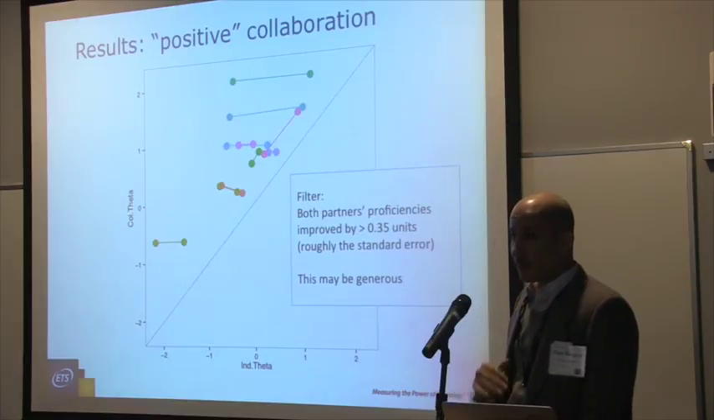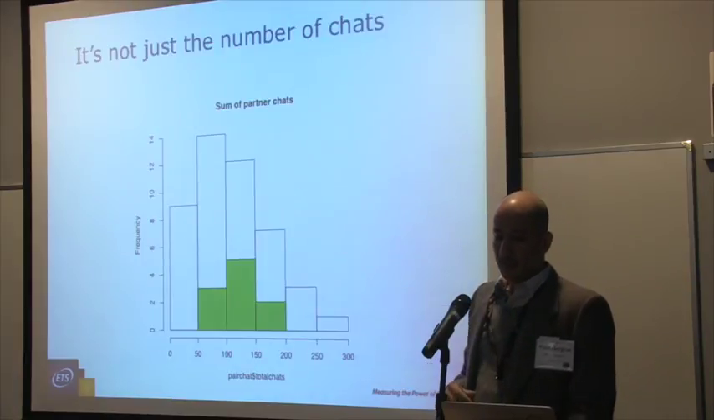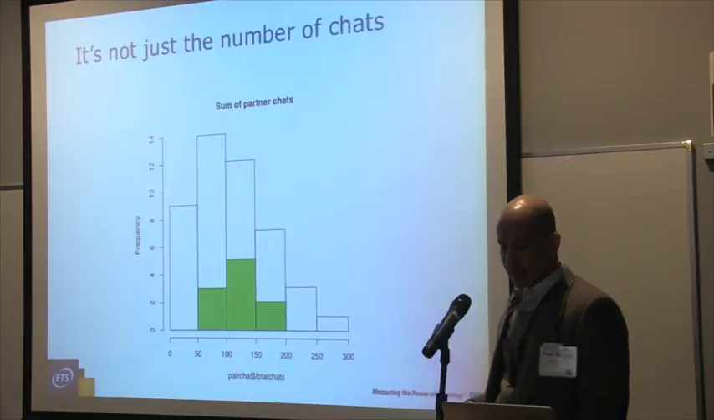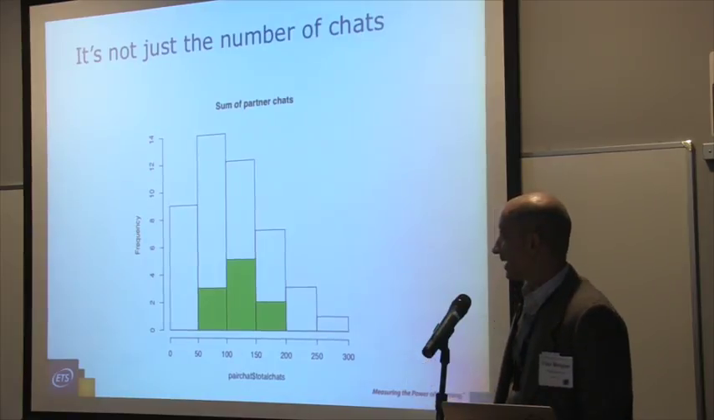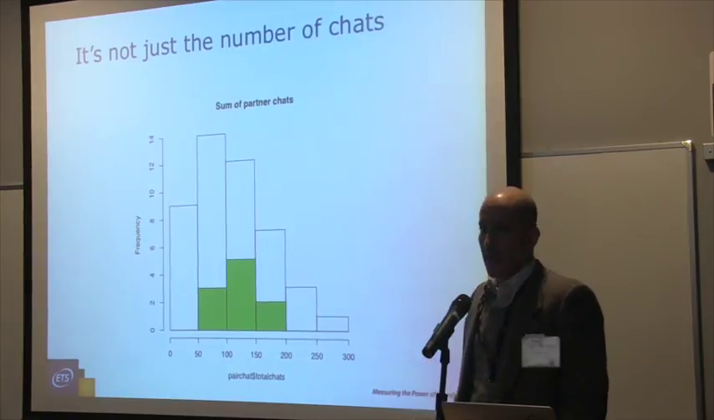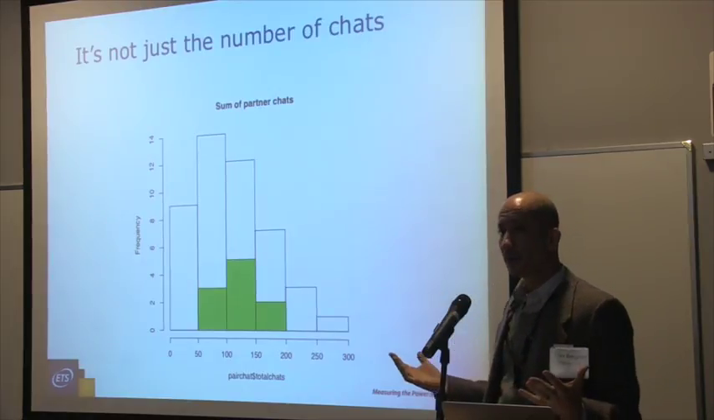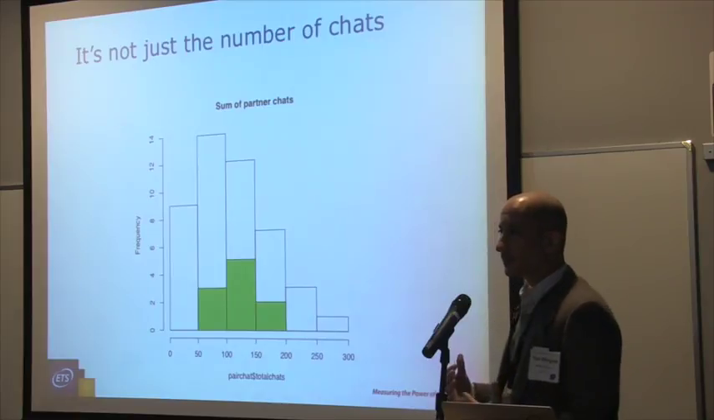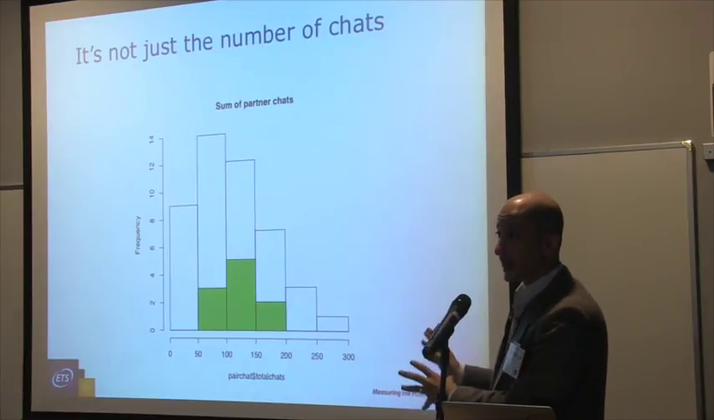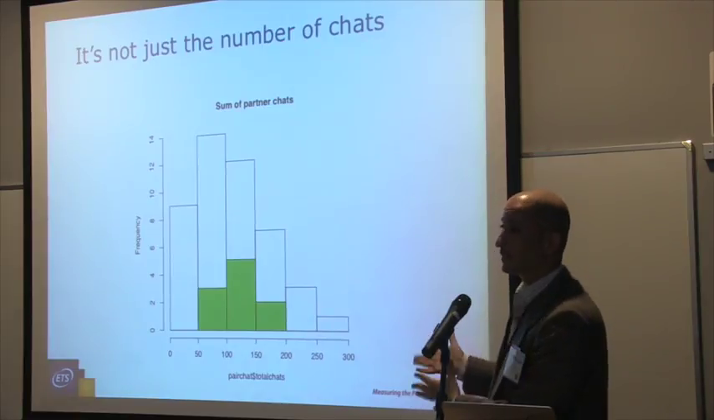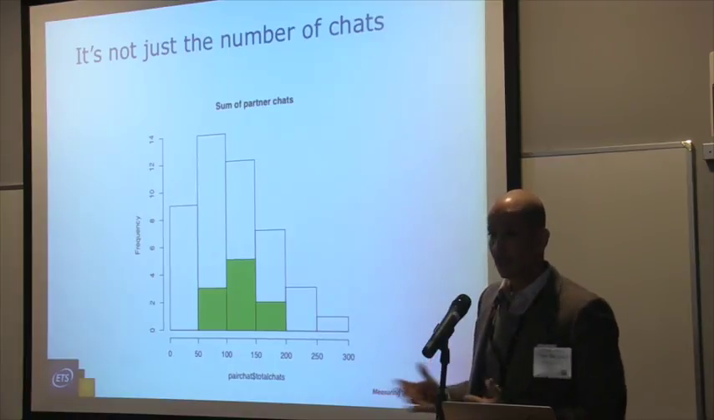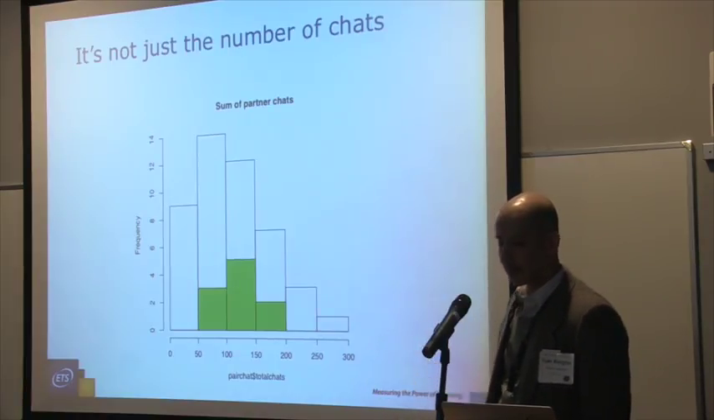So this is very preliminary, but when we inspect it, this is what it looks like. It looks like it's not the number of chats. If you just count the number of chats, the white bars are the distribution of all 46 pairs, and the green bars represent the ones that were positive collaborators, and that fits pretty consistently with the same distribution, so it doesn't seem worth exploring whether there are any differences there.